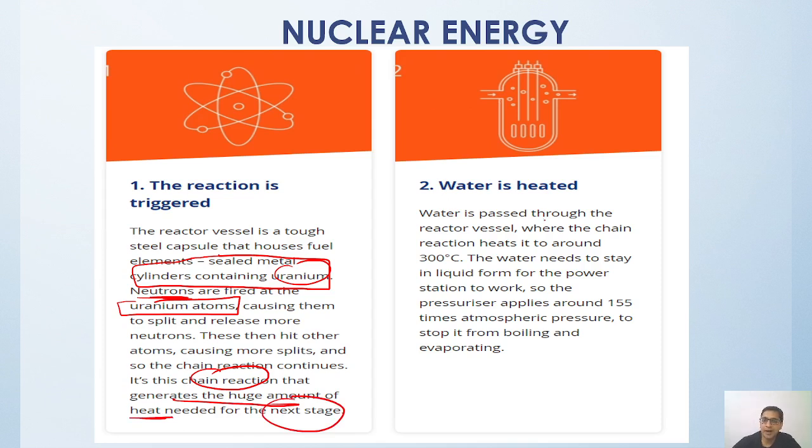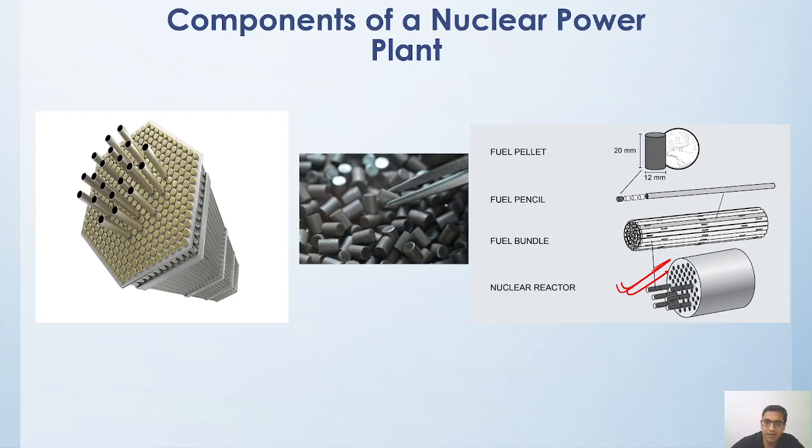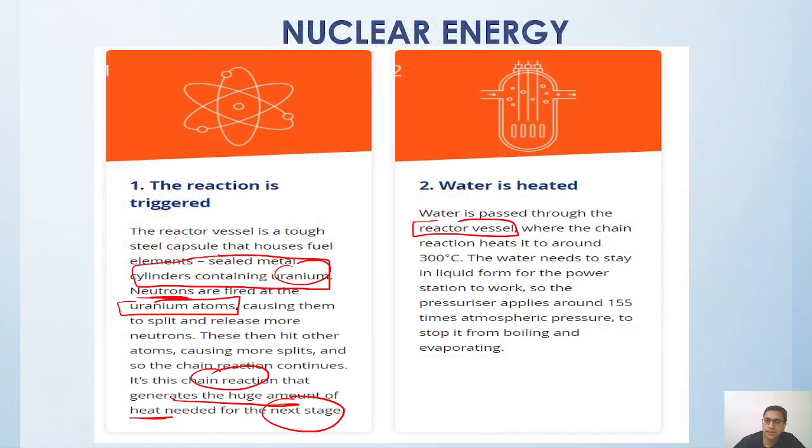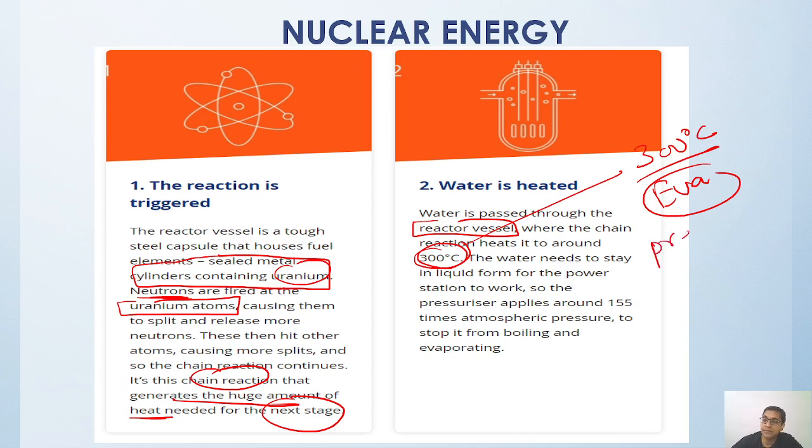Water is passing through a reactor vessel. Here you can see the water that is passing through the reactor vessel. It is heated to around 300 degrees Celsius. We know that at 300 degrees Celsius water evaporates, but we keep the pressure very high in order to keep the water in a liquid state. We apply around 155 times atmospheric pressure to stop it from boiling.